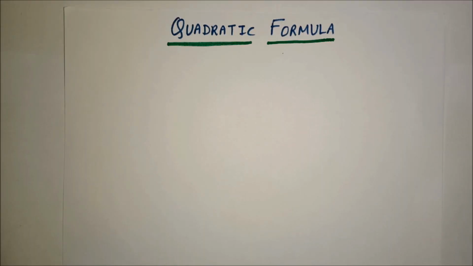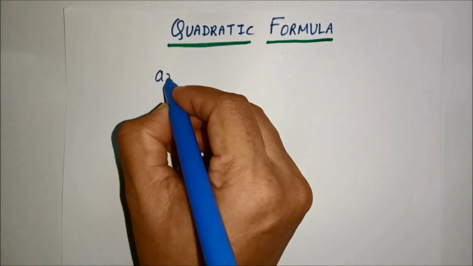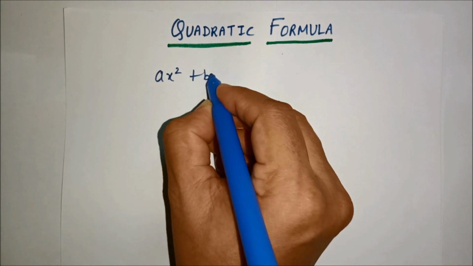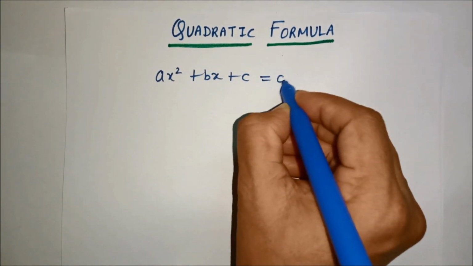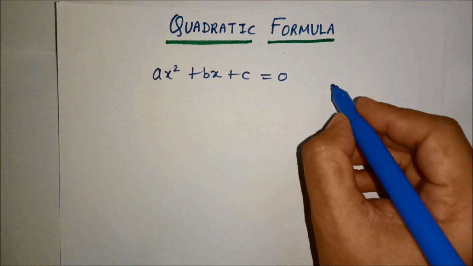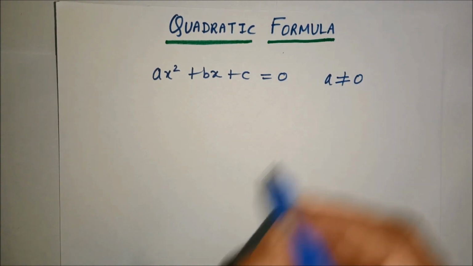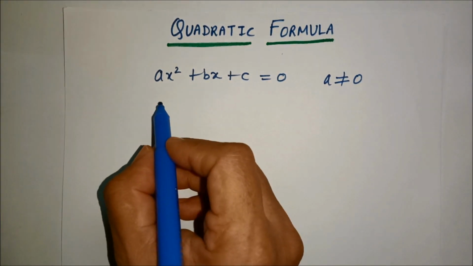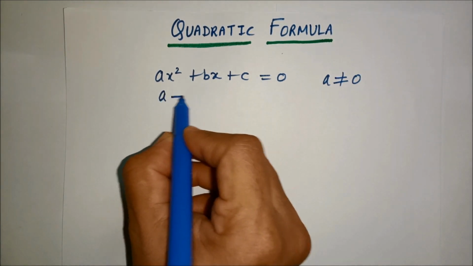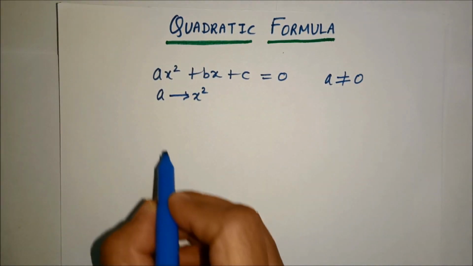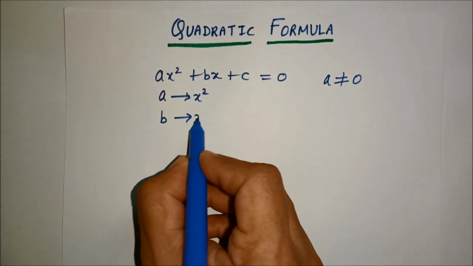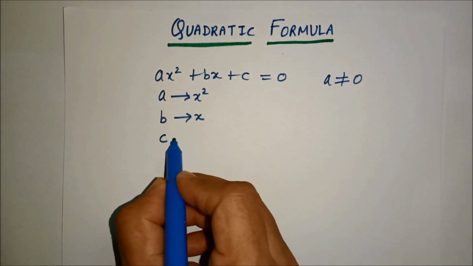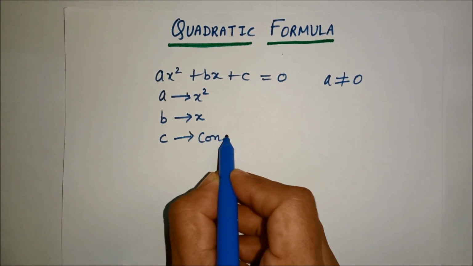Hello students, today we will use the quadratic formula for finding roots of a quadratic equation. Let ax² + bx + c = 0. Here a is not equal to 0. a is the coefficient of x², b is the coefficient of x, and c is the constant term.